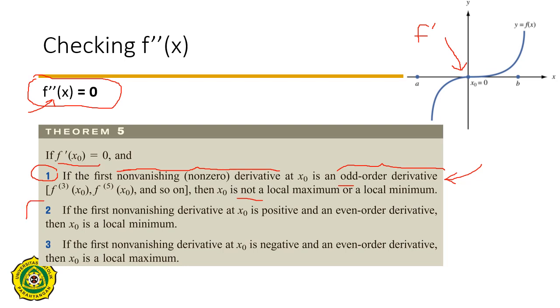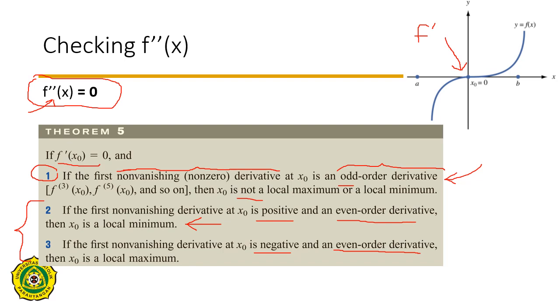And then for the other cases, we use the other 2 points from theorem 5. So if the first non-vanishing derivative is positive and it happens in an even order derivative, like the second, the fourth, and so on, then it is a local minimum, which we have discussed in the previous slide. And if the first non-vanishing derivative is negative and it happens in an even order derivative, like the second, the fourth, and so on, then x0 is a local maximum, which also has been discussed in the previous slide.